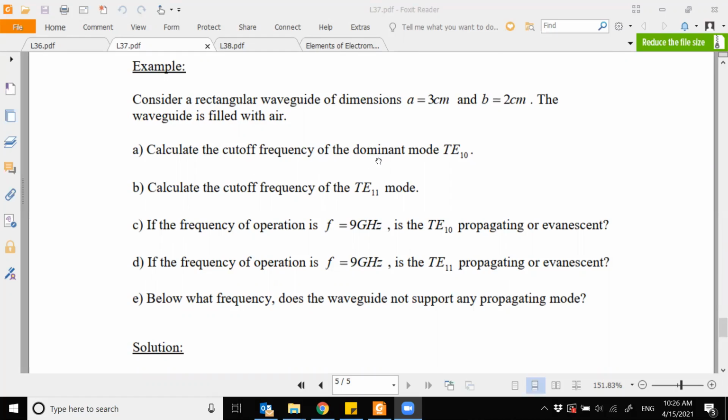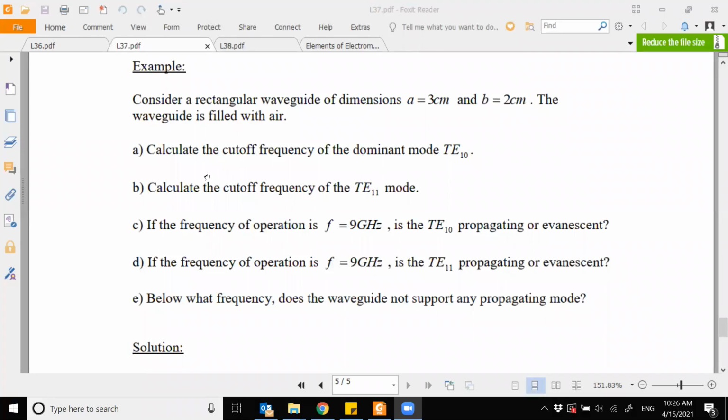Now we need to calculate the cutoff frequency of the dominant mode, and also find the cutoff frequency of TE11. Then, if my frequency of operation is 9 gigahertz, we need to check whether TE10 is a propagating mode or an evanescent mode. And if my operating frequency is 9 gigahertz, is my TE11 a propagating mode or evanescent? And the last one is: below what frequency does the waveguide not support any propagating mode?